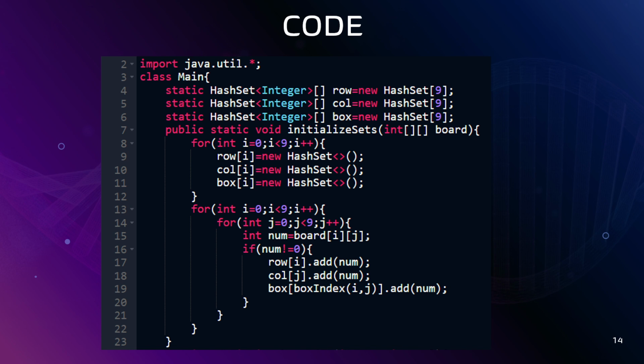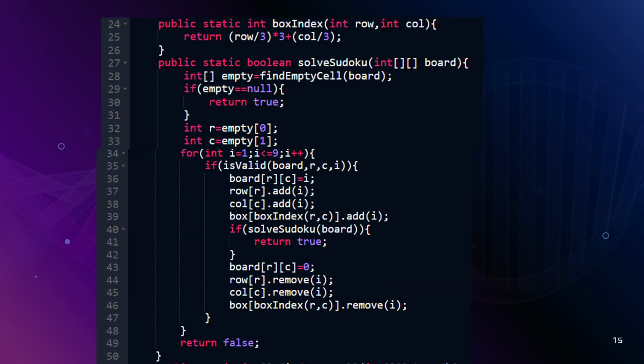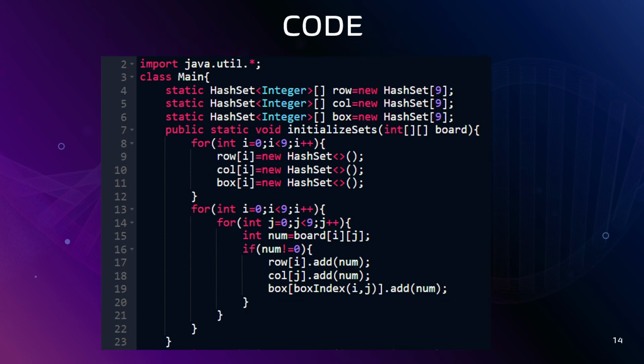For a particular cell, we are provided with the corresponding row and column, and we do not know the grid number. In order to find the grid number, I am using a method called boxIndexOf, which accepts the row number and the column number as parameters, and it will return the grid number. The formula that we use is row by 3 into 3 plus column by 3. So now let us consider an example.